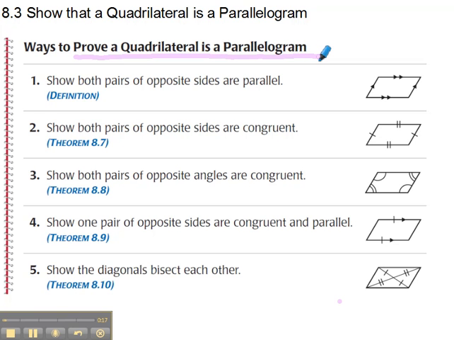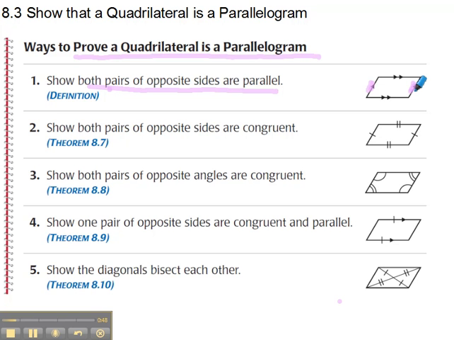I would suggest that when we get to the end of this page that you pause your video and write these things down. So there's basically 5 ways to prove that a quadrilateral is a parallelogram. You can show that both pairs of opposite sides are parallel. They don't have to be the same length, but their opposite sides are parallel.